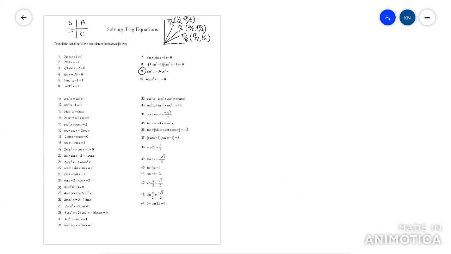Okay, last one, number 10. I've got 4 cosine squared minus 1 equals 0. I'm just going to do it right here. So the first thing I would do is treat this as a difference of squares and factor it to be 2 cosine x plus 1 times 2 cosine x minus 1. So I factored it, and this equals 0. So now I can just set each factor equal to 0 and solve each one. So 2 cosine x plus 1 equals 0, and 2 cosine x minus 1 equals 0.